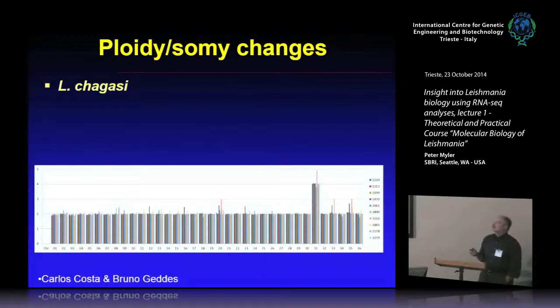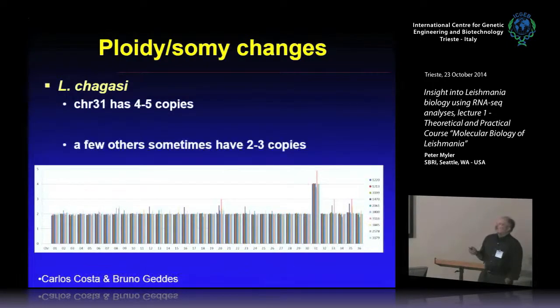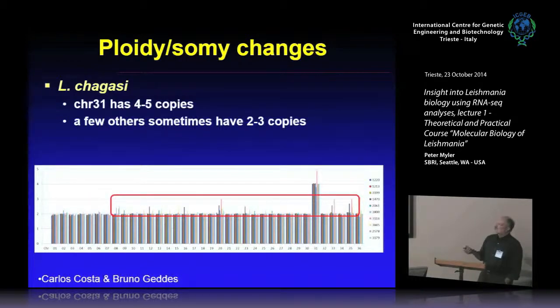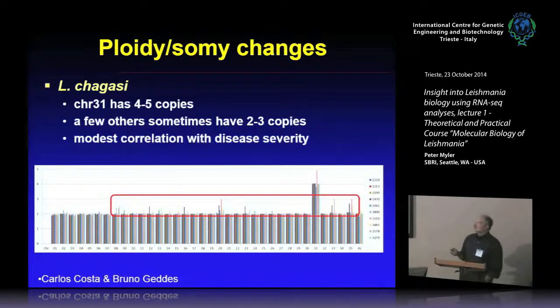Sometimes that can be related, to some extent, to a phenotype. So in this L. chagasi study, what we found was that, as usual, chromosome 31 would have its 4 or 5 copies, and in fact, I think out of the 10 strains, 9 of them had 4 copies and 1 of them had 5 copies. A few of the other chromosomes have 2 or 3 copies, and they seem to be scattered around. What we found was that there was a modest correlation between having additional copies of chromosomes and disease severity, but it wasn't a one-to-one correlation.